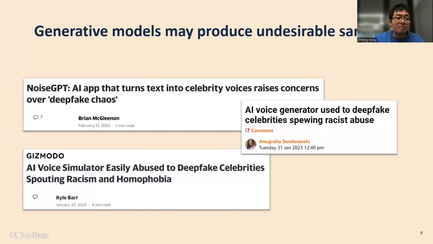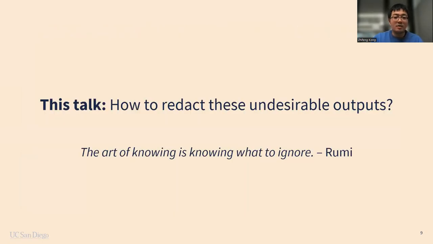This not only happens to image models. For audio models, there are AI models that can turn text into celebrity voice, which some people call voice cloning. People can just use it to fake a celebrity speaking whatever they want, and this can have very unpredictable social impact. So in this work, we ask: how do we redact this undesirable output?